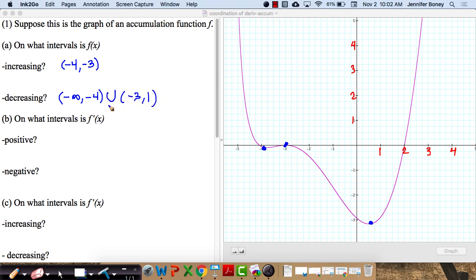And again, this union symbol just means, and by the way, there's this whole other unconnected interval. So negative infinity through negative 4, along with also negative 3 through positive 1. And then there's a second interval of increase as well. Increases from there on out, from 1 through infinity. So that covers the whole domain. Decrease, increase for a little bit, decrease, increase. Down, up, down, up.